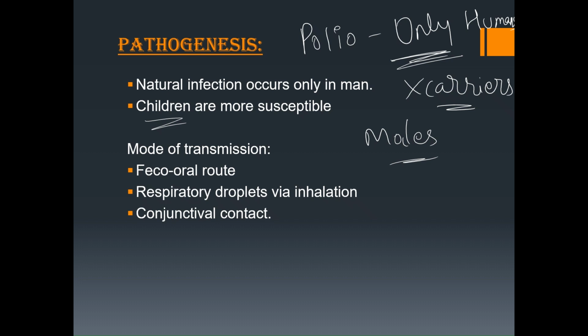Coming to the mode of transmission, how does poliovirus spread from one person to another? The most common mode is the fecal-oral route, by ingestion of contaminated food or water. It can also transmit through respiratory droplets. If a person is infected with poliovirus and a healthy person comes in contact with them while talking, coughing or sneezing, the respiratory droplets of the infected person can spread to the healthy person and result in infection. Rarely, infection can also transmit through conjunctival contact.